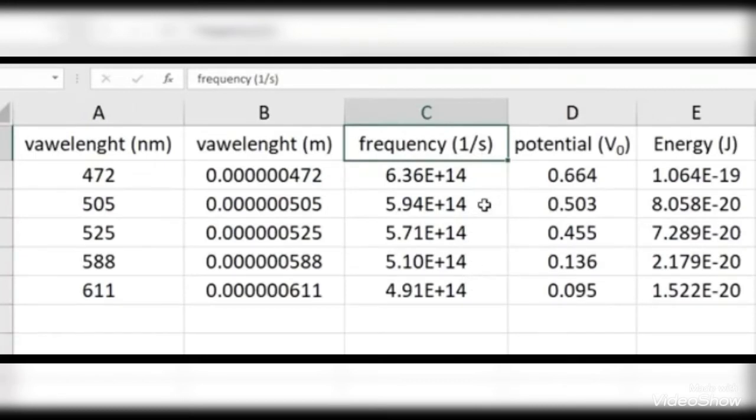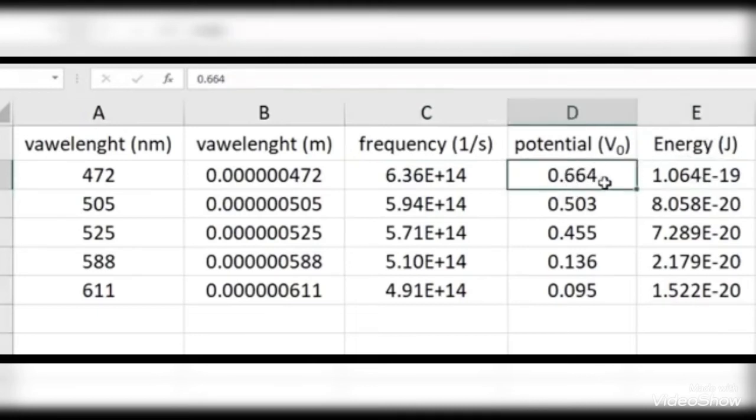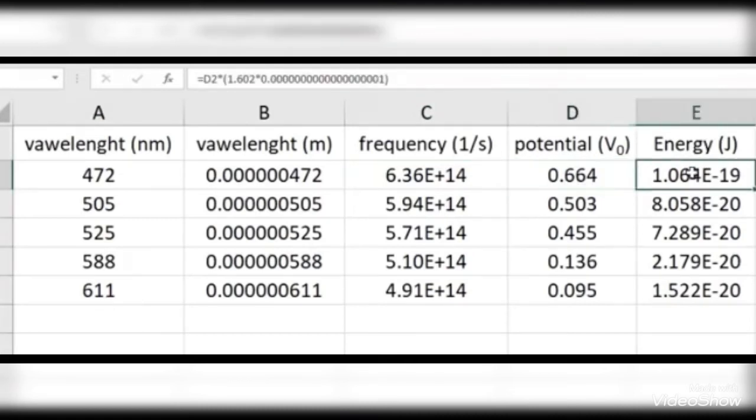Now we need to calculate the energy value from the potential value we measured during the experiment. To calculate energy, we need to multiply this potential value by the charge of a single electron. The charge of a single electron is around 1.602 times 10 to the minus 19 coulombs. So we multiply that value by the potential value we measured, and we get the energy values in joules.